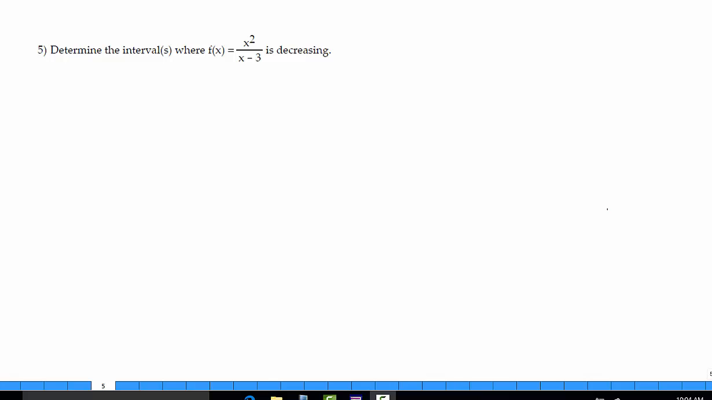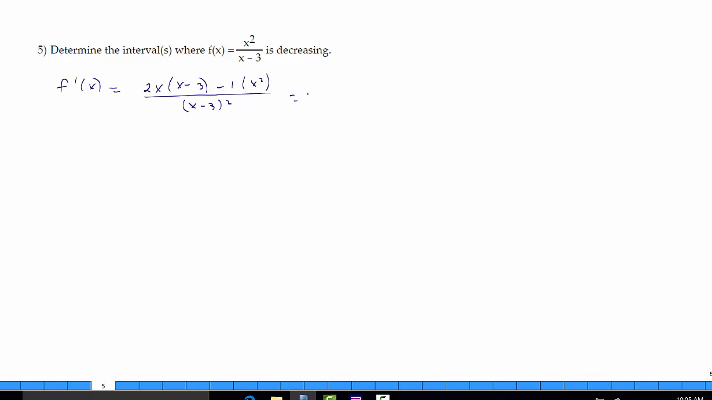Number 5, determine the intervals where f of x is decreasing. Okay, so again, increasing, decreasing, relative max and min, you're thinking first derivative plus minus chart. Okay, so taking the derivative of this function, I do have a rational function I'm looking at, using the quotient rule. So f prime of x is equal to, so the quotient rule is derivative of the first times the second minus the derivative of the second times the first all over the denominator squared.